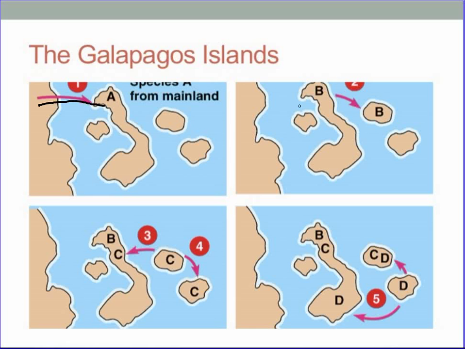Then they changed to species B. Then some of those species migrated on to the next island. And based on what was available on that island, they changed to a different species. And then that species migrated to different islands and changed slightly, and so on and so forth. So what he noticed was that the species were changing to adjust to the environment.